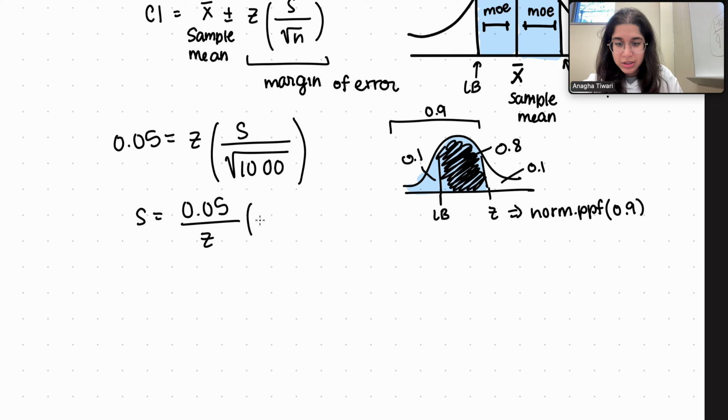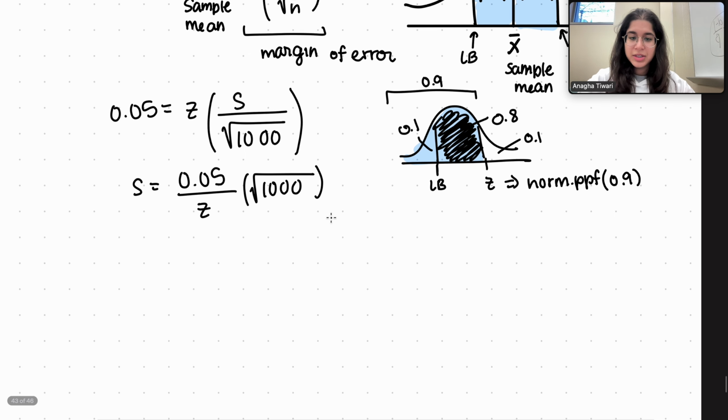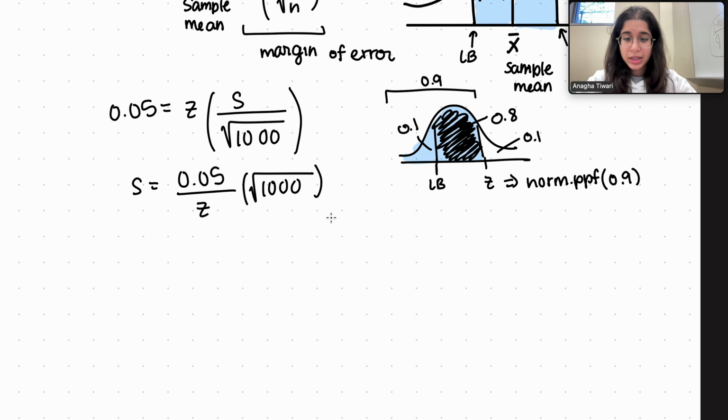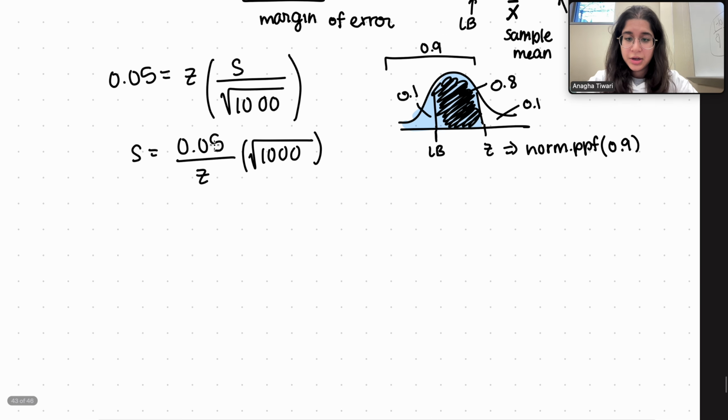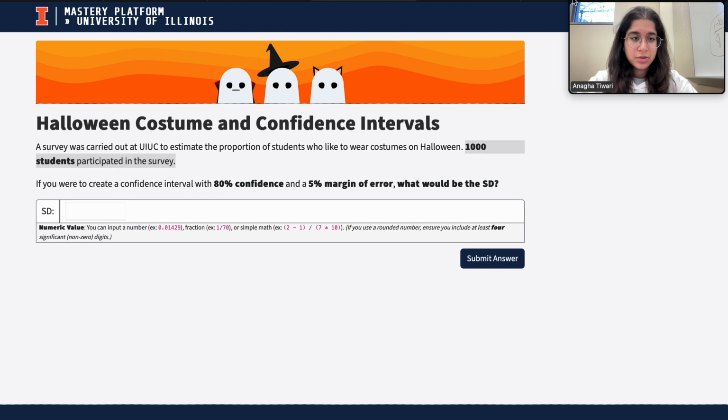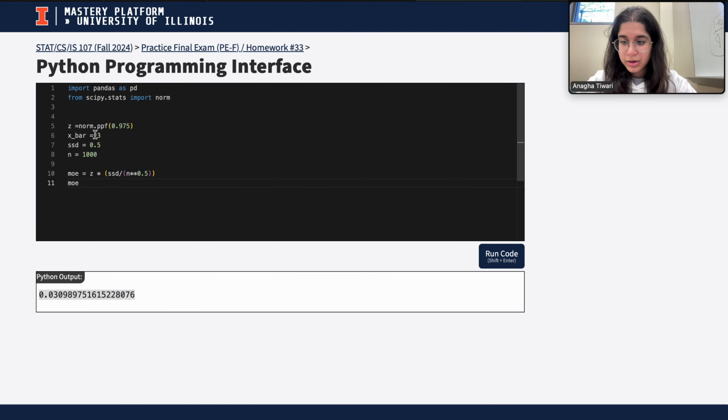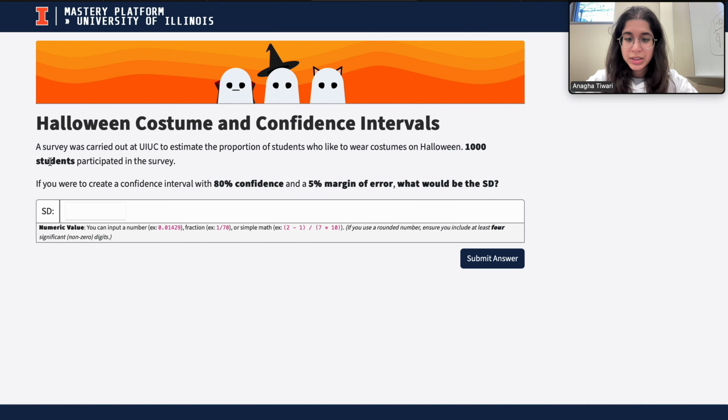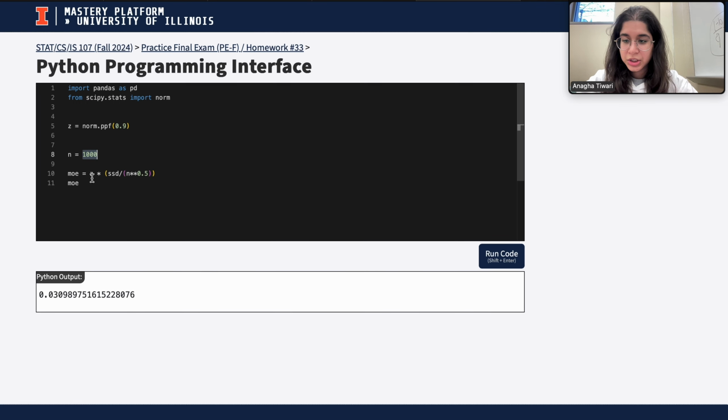It's going to be times square root of 1,000, which is our square root of n. So you can either solve this in your calculator or you can do it in Python. I'm just going to do it in Python to make my life easier. Now I already have some variables set up here. So I want z equals norm.ppf of 0.9, because we're dealing with the 90th percentile since we have an 80% confidence interval. I know my sample standard deviation is what we're trying to find. And our n is going to be 1,000. There's 1,000 students. And we want a 5% margin of error.